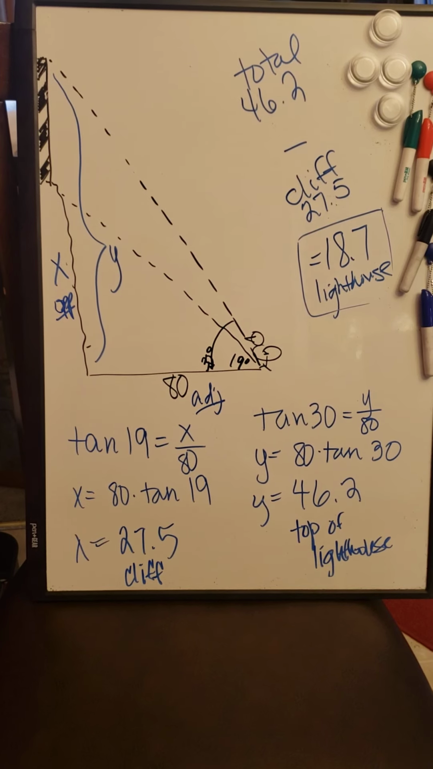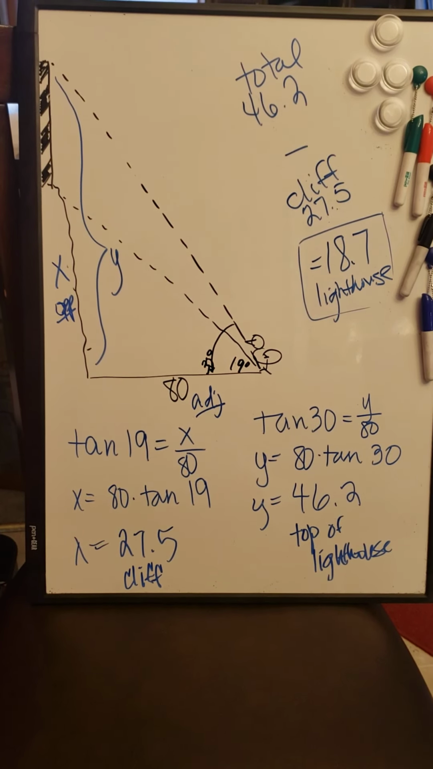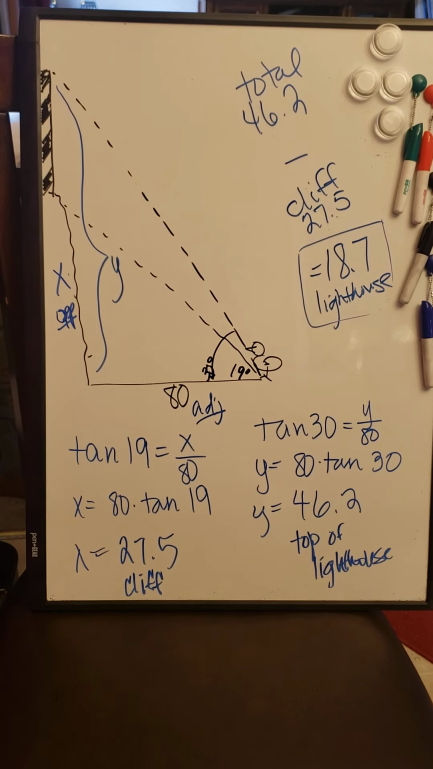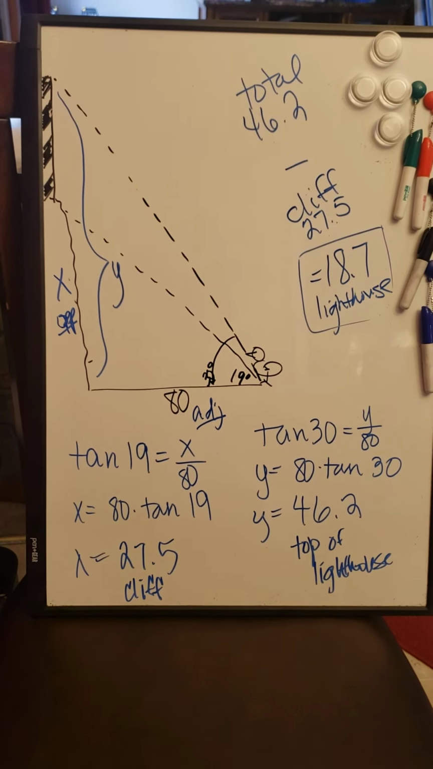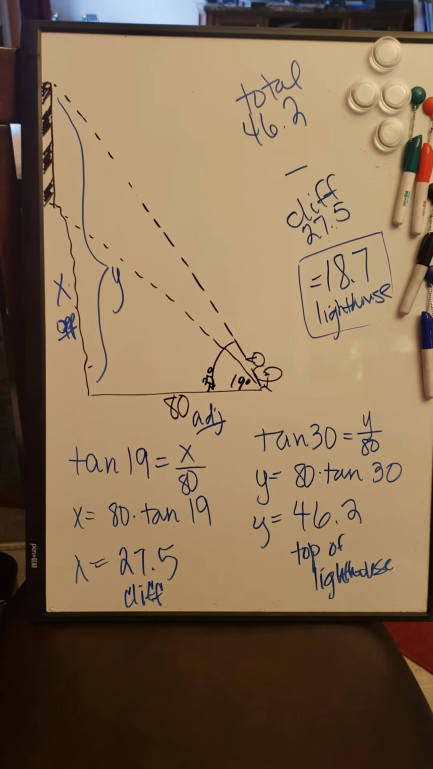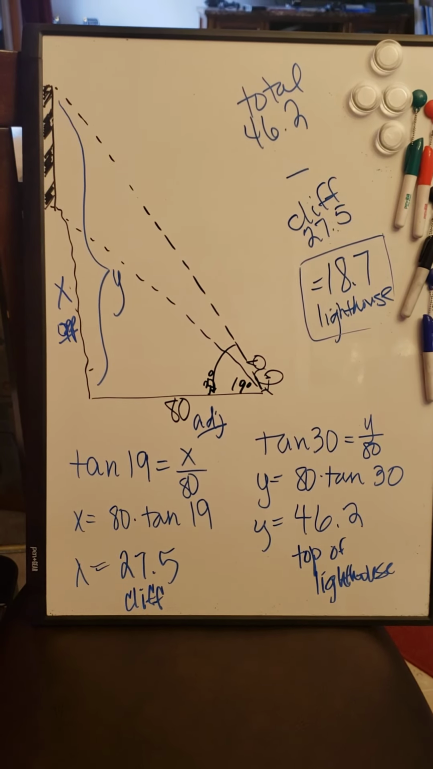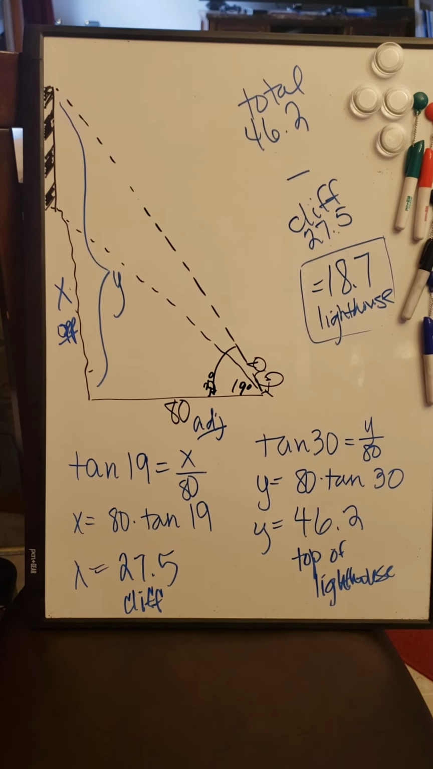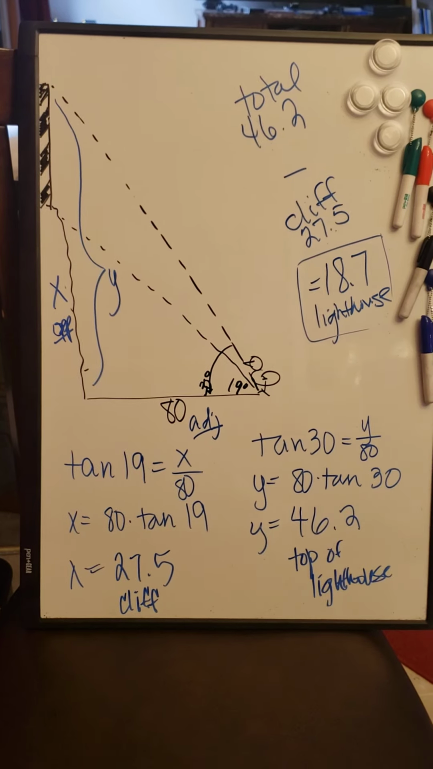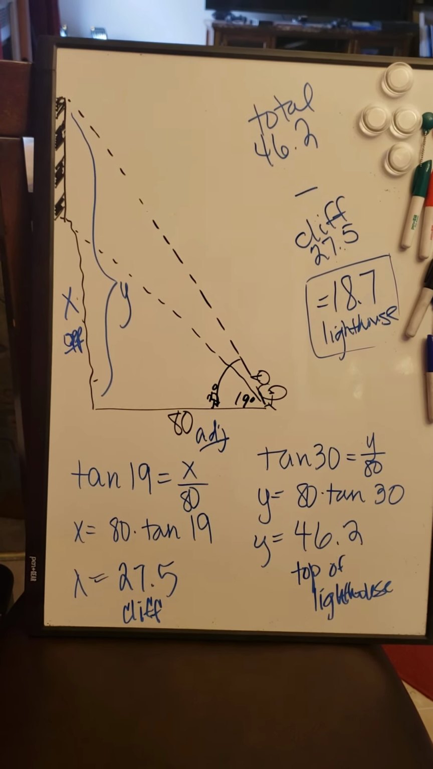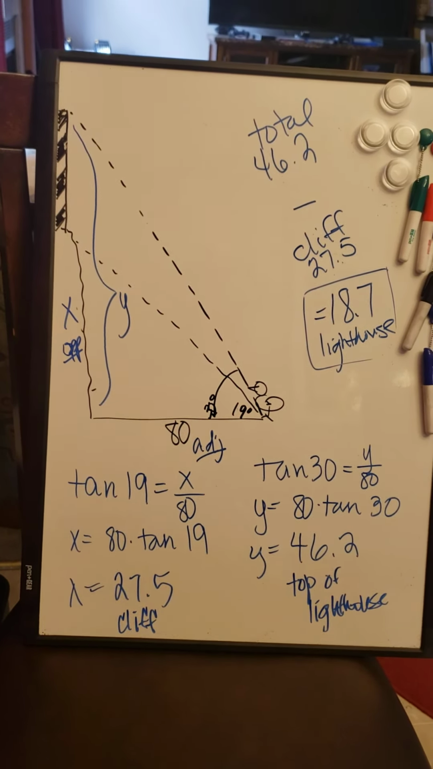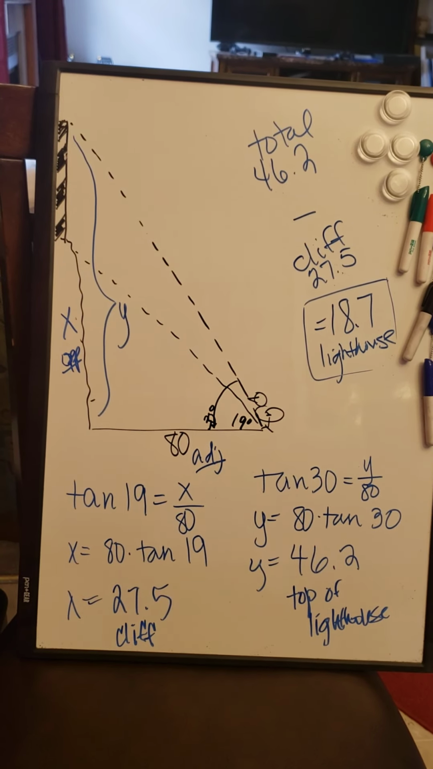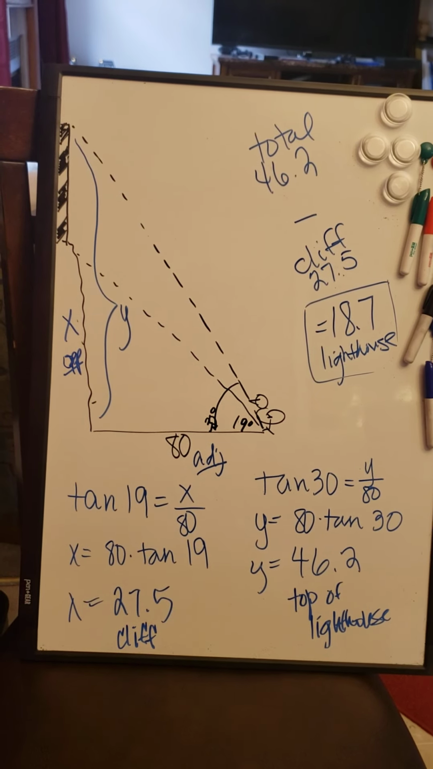And so the problem says that the bird is 80 feet away from the base of the cliff. So from the base of the cliff, the bottom, out where the bird is standing, that is 80 feet. And then it says if the bird looks to the top of the cliff, there's a 19-degree angle of elevation. And if the bird looks to the top of the lighthouse, there's a 30-degree angle of elevation. So we have two triangles to look at. We have a triangle where the cliff is that opposite side, and then we have a triangle where the lighthouse and the cliff together are the opposite side.